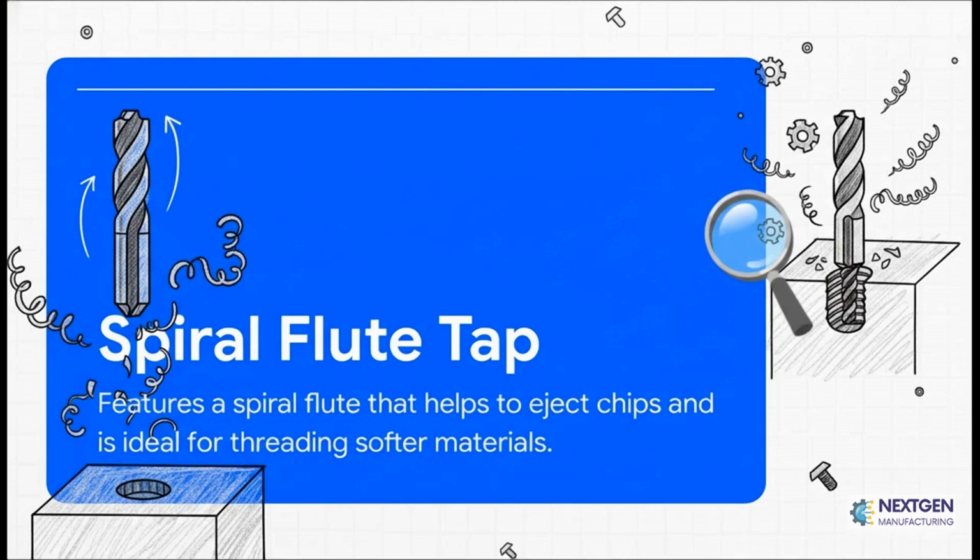Now we're getting into solving one of the biggest headaches in threading, getting rid of the metal shavings. The spiral flute tap has these grooves, or flutes, that kind of look like a drill bit. As it cuts, it literally pulls those metal shavings, we call them chips, up and out of the hole. This is an absolute game changer for softer materials like aluminum, where those chips can really clog things up.